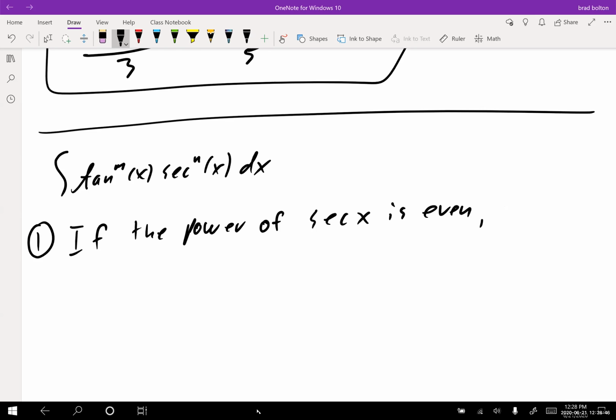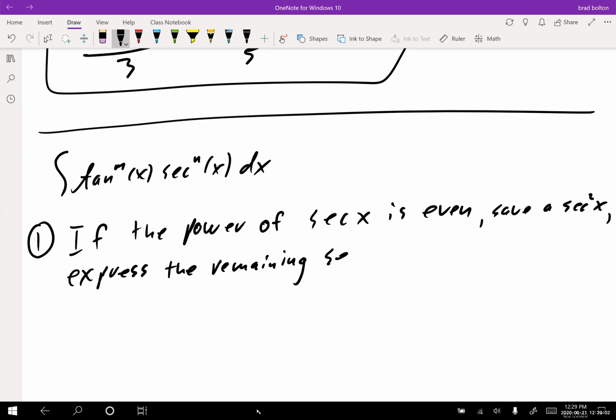save a secant squared x and express the remaining secant x's as tan x's. This should sound familiar, right? This is exactly what we did. Using that identity that I just gave you, let u equal tan x. So that's what we just did.